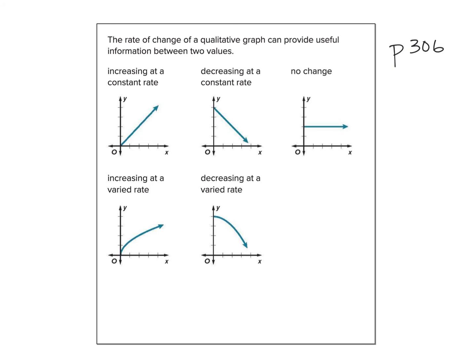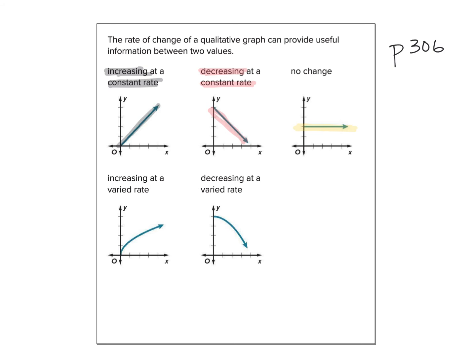All right, so on page 306, if you take a look at these different graphs, here's what's happening when you see line segments that look like this. Obviously, if it looks like this, it's going up. If it's a straight line, it's going at a constant rate, and it's increasing from left to right. If you look at the next one, obviously this is going down, so it's decreasing, and it's a constant rate because it's linear. So that always shows a constant rate. If you see a horizontal line like this, that means there's no change happening. It's not increasing, it's not decreasing, it's just staying at whatever it was.